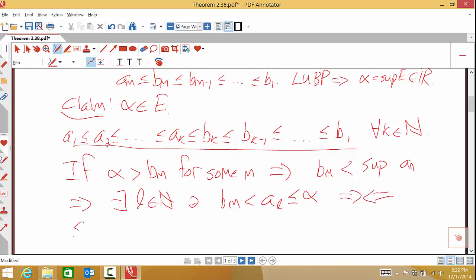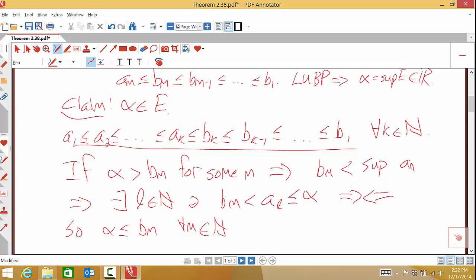What we can now conclude is that alpha is less than or equal to b sub m for all m in the natural numbers.